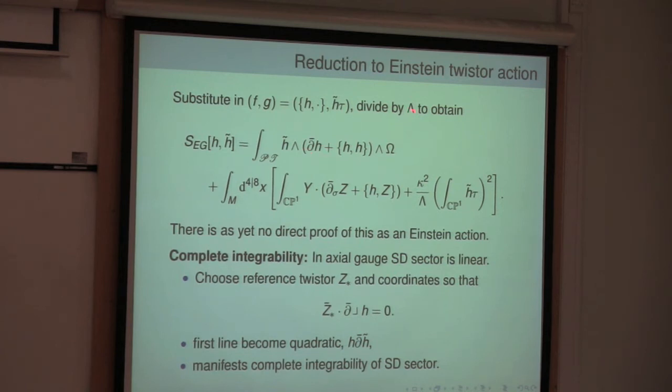We have to divide by lambda. So just going back to the beginning, to relate the conformal gravity action to the Einstein action, we have to divide by this lambda. And that comes out naturally from the self-dual sector. It's sort of immaterial in this part. This part doesn't contribute, but we do have to divide by lambda in this term here.